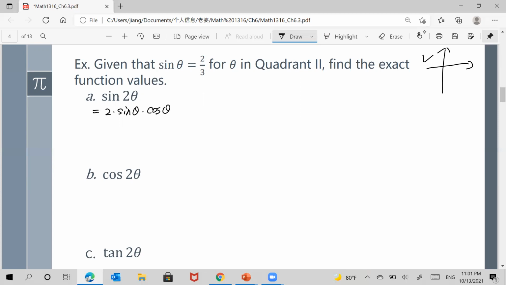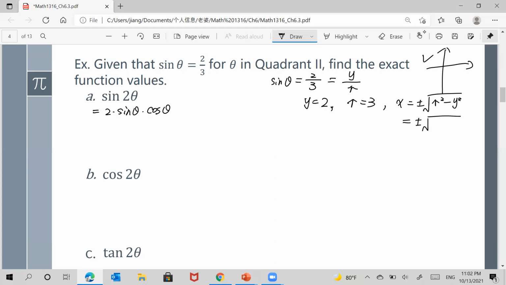It's given that sine theta is 2 over 3, in the second quadrant. And we have learned sine theta equals y over r. That means we can assume that y equals 2, r equals 3. And how about x? x equals plus or minus the square root of r squared minus y squared. So this is plus or minus the square root of 3 squared minus 2 squared.